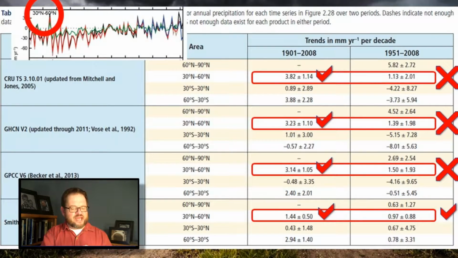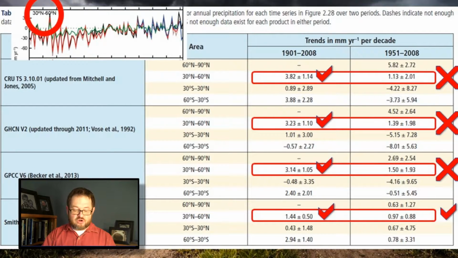Now we're looking at the mid-latitudes of the northern hemisphere, so 30 degrees north to 60 degrees north, as you see in that little inset diagram there. And again, from each of the 4 data sets, I'm highlighting the row that's associated with that latitude band's results. And, well, it's a little bit more of a mixed bag.